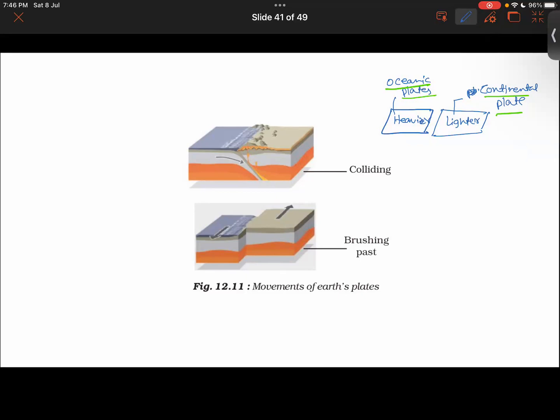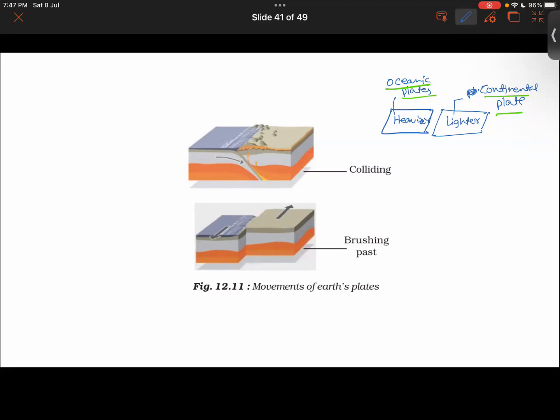Like the two plates are colliding. One is heavier, this one, and this one is lighter. So obviously the lighter one is going to be above and the heavier one will submerge down. Just like if you take two blocks of wood or some material, one heavier, one lighter, and drop them in the water. Which one will float and which one will sink to the bottom? The heavier one will sink down and the lighter one will float.